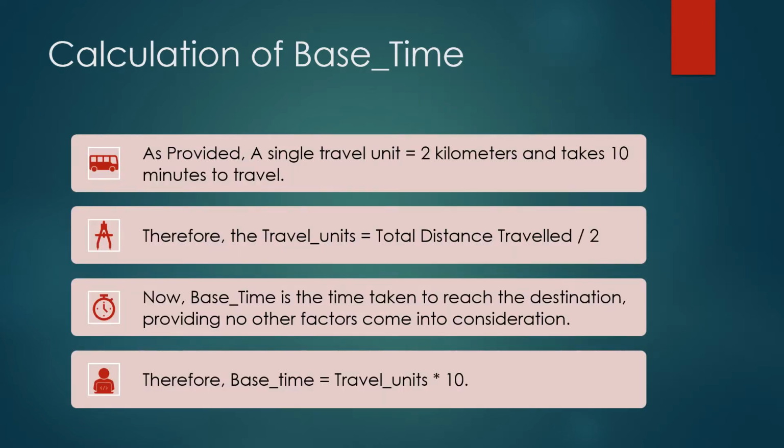Calculation of base time. As we see in workshop 9, a single travel unit is 2 kilometers and it takes 10 minutes to travel. Therefore, the total distance must be divided by 2 in order to get the travel units. Now, base time is the time taken to reach the destination, providing no other factors come into consideration. Therefore, base time equals travel units multiplied by 10.